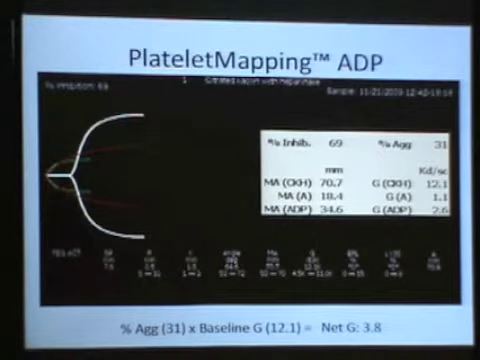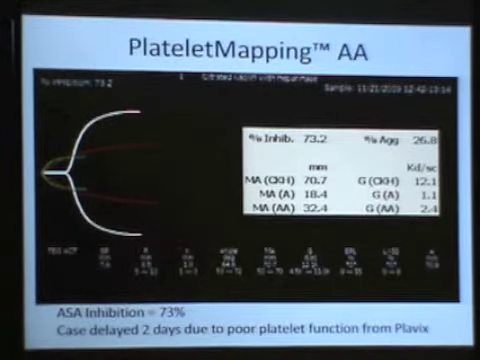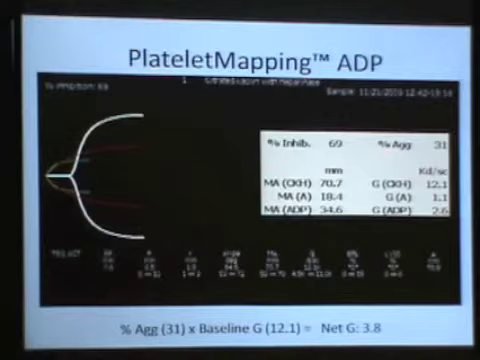Going to bleed. How's the aspirin doing? 73% inhibited from aspirin. Dr. Kamina, to his credit, said, let's delay the case. It's not emergent. So he delayed the case 2 days. Okay? Hemostasis-wise, the patient was not ready. This patient had been off Plavix for 5 days. Okay? Off Plavix for 5 days, it's still 69% inhibited.